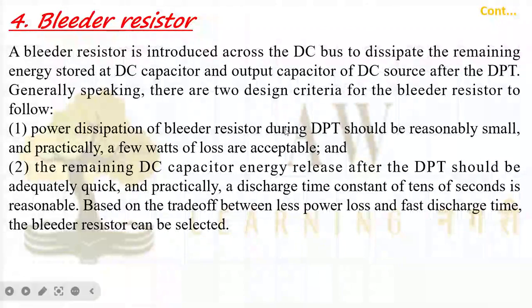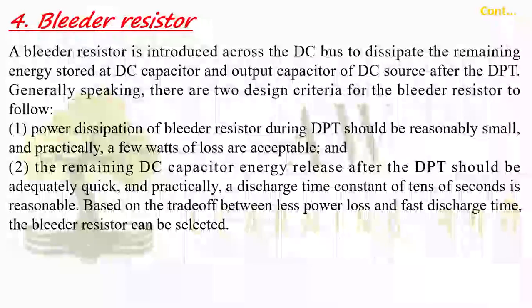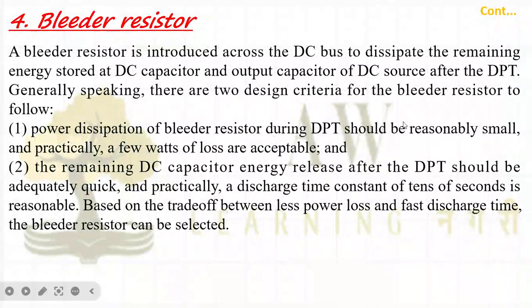We know the relation between power, voltage and resistance: power is equal to V square by R. We have V maximum fixed, and we can vary R, and based on that we can calculate the power. So we can get to know how much power is dissipated in this circuit with this particular resistance.